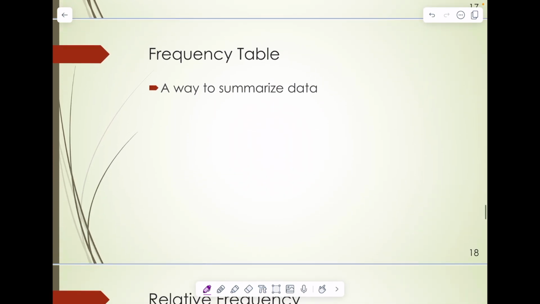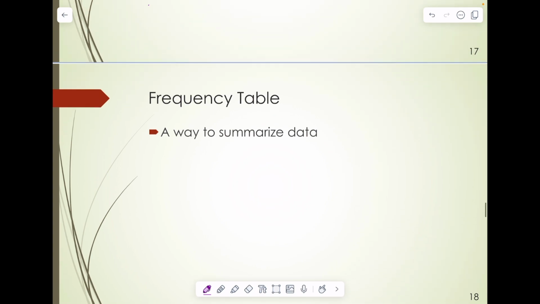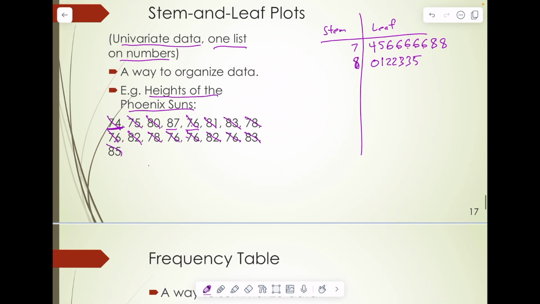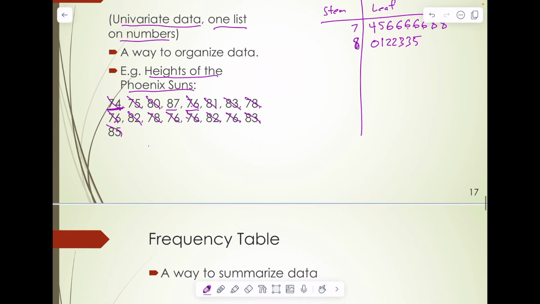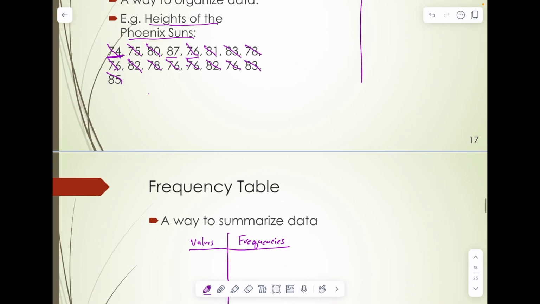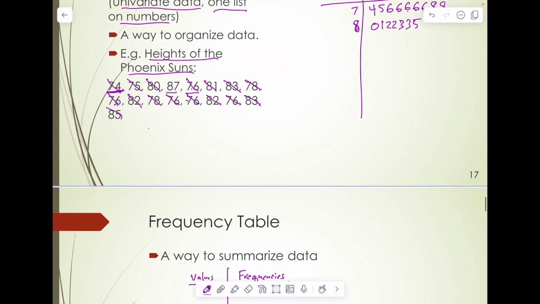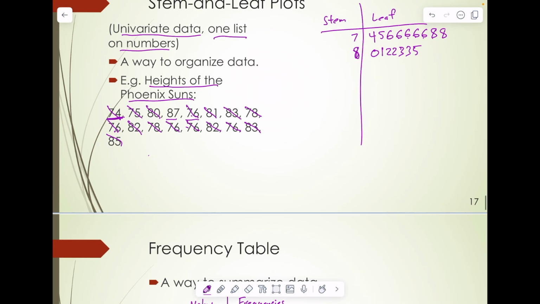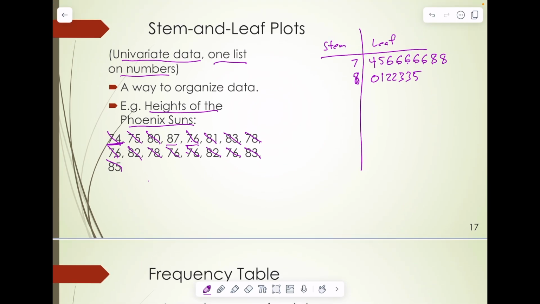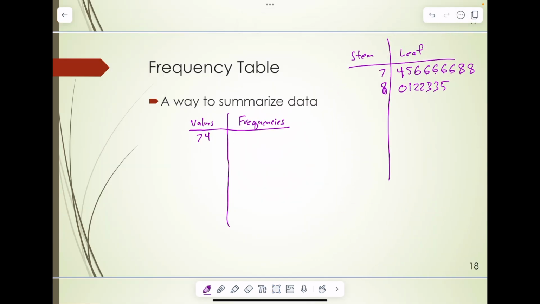Okay, a frequency table now. So what a frequency table does is it assigns, this is also used to summarize univariate data. Okay, and so what it does is it lists all the values and their frequencies. So the first value is 74. How many times does it appear? Just once. I'm looking at my stem and leaf plot. You know what? Let me grab this stem and leaf plot. There it is. So there's my stem and leaf plot.